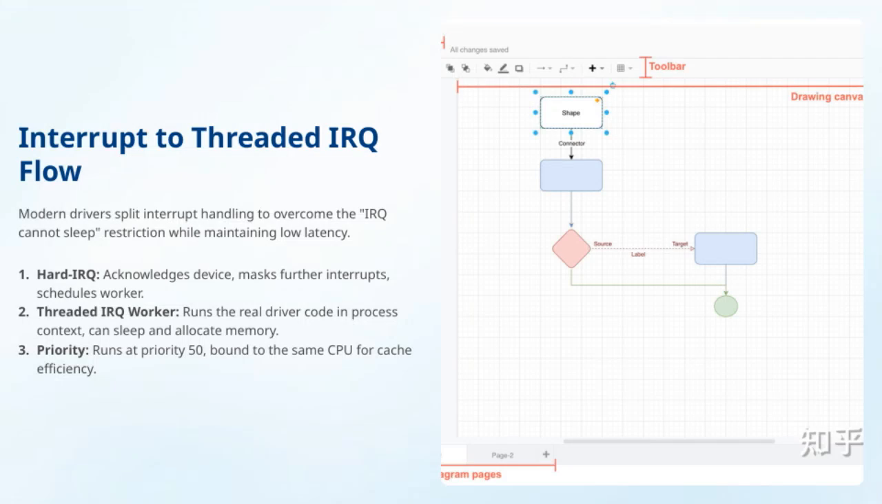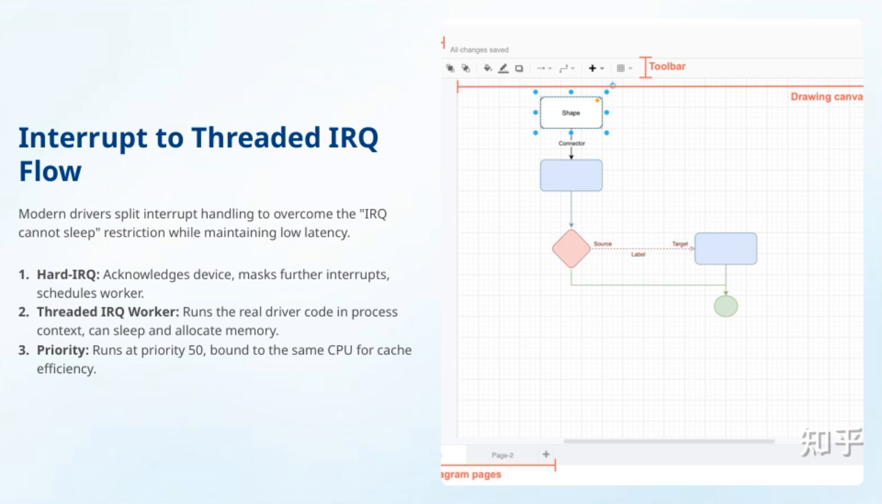Let's take a closer look at how the interrupt handling flow works, starting with the hard IRQ. When a device triggers an interrupt, the hard IRQ acknowledges the device to let it know we've received the signal. At the same time, it masks further interrupts to prevent overload and schedules a worker to handle the more extensive processing later.